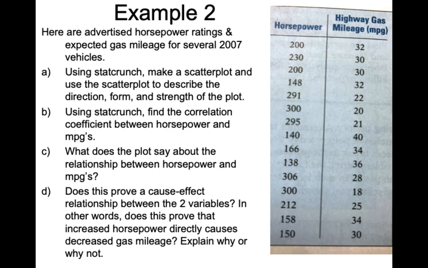As far as how it will look in action, this is an example that I will quickly go through. This is some data that I took from the textbook in which they were comparing the horsepower of an engine with its gas mileage, with its MPGs. So part A, using StatCrunch, make a scatter plot and use the scatter plot to describe the direction, form, and strength of the plot.